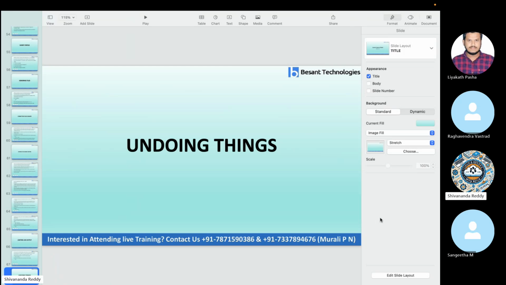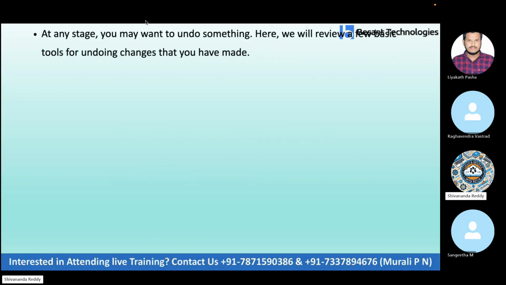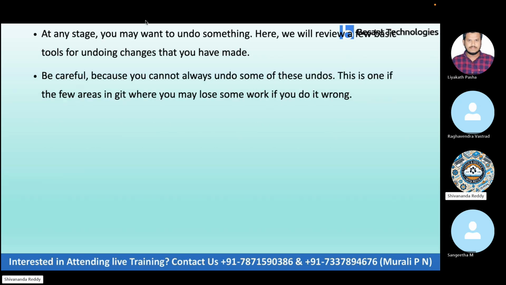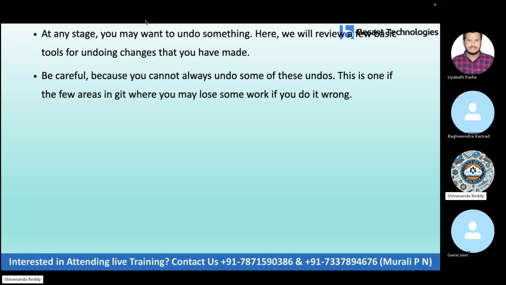Next, a very useful option will be undoing the changes. At any stage, you may want to undo something. Here we will review a few basic tools for undoing the changes that you have made. Be careful, because you cannot always undo some of the undos. This is one of the few areas in Git where you may lose some work if you do it wrong. Nothing but if something goes wrong here, then this is the place where work will be lost.